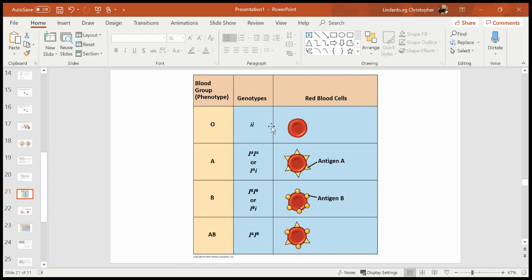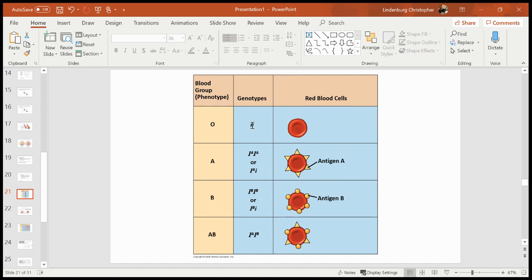Now, back to blood type O, there are still antigens there that are specifically human antigens, but they're not specifically human A or human B. So there we go. Now, the genetic component is this: the O allele is sort of recessive.